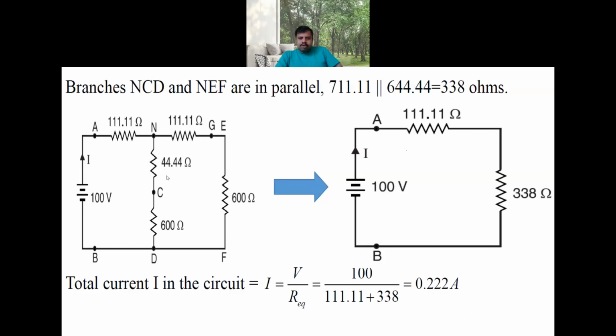So next, once we have got this, what is our aim? Our aim is to calculate the current in this EF branch. But what is the total resistance of this EF branch from N to F?